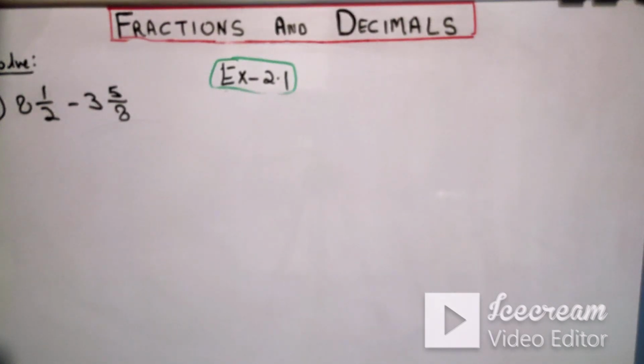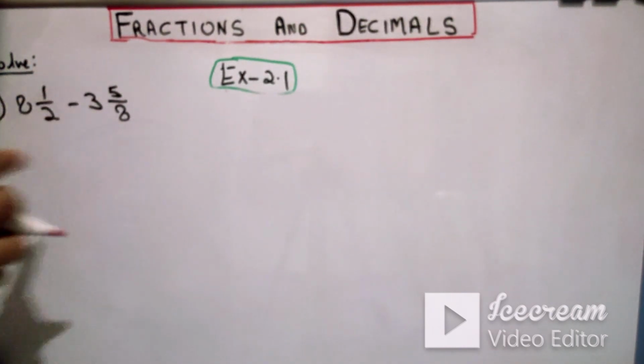Now I am directly covering the 7th part, because the other 2 parts are very simple and I hope you can do them by yourself. You also have to do all the questions by yourself, after watching these explanations, because only then will you have a good command over maths. Okay, so the 7th question: 8 whole 1 by 2 minus 3 whole 5 by 8.